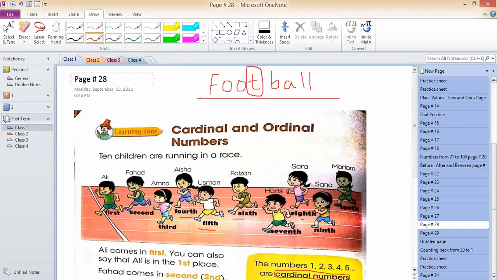But if I ask you, at what position, what is the order of T, or what is the position of alphabet T in football? So what will you say, guys? Tell me the position of T in the word football. At which order, at which position is T there in football? Yes, guys. Can you tell me?